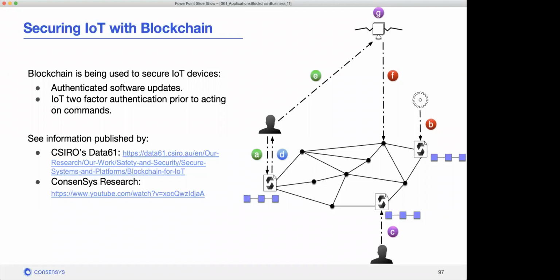CSIRO have looked at doing authenticated software updates as well. And so they've got a paper on how you could use blockchain to do authenticated software updates for IoT devices, such as your engine management system in your car.